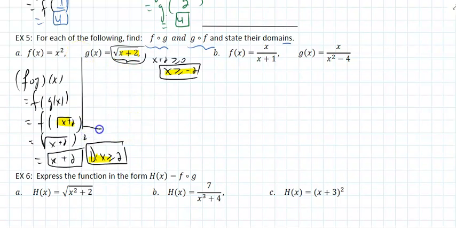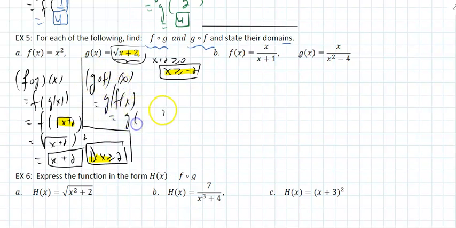And I get to the second part. If I want to find g composite f of x, that is g of f of x, and f of x is x squared. Since I'm using x squared, there's no restriction on that. Plug that in, and that's the square root of x squared plus 2, but I know this is always positive for any value of x, so the domain would be all real numbers. There's no restriction on that.